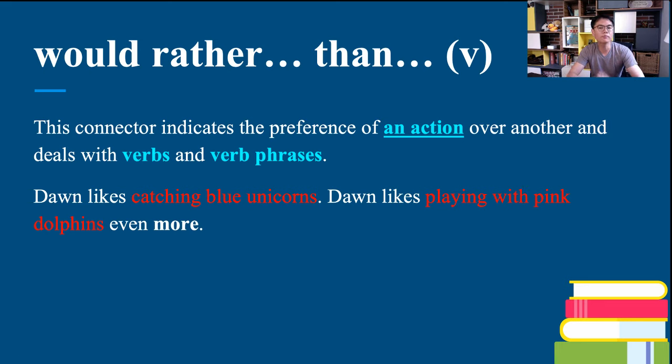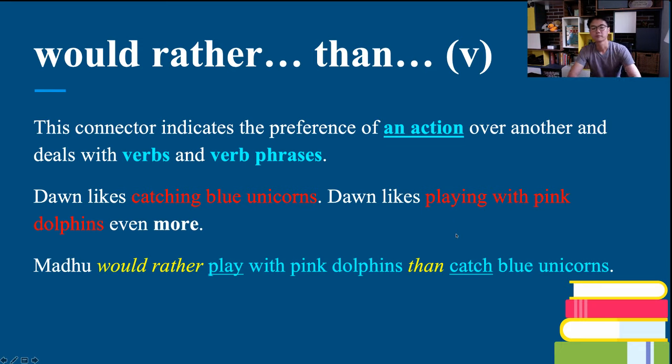However, the form is in the gerund or noun phrase form, right? So playing with pink dolphins, playing is a gerund. I can't leave it in its noun phrase form because would rather than deals with verbs. Therefore, oh sorry, there's a mistake. It shouldn't be Madhu, it should be Dawn. So Dawn would rather play with pink dolphins than catch blue unicorns. So notice playing becomes play. Playing, the gerund, removes the ing, becomes play, the verb. Catching, the gerund, removes ing, becomes catch, the verb.